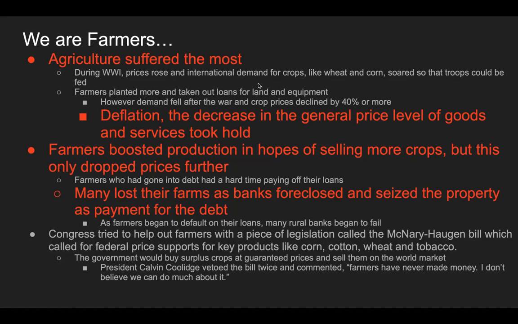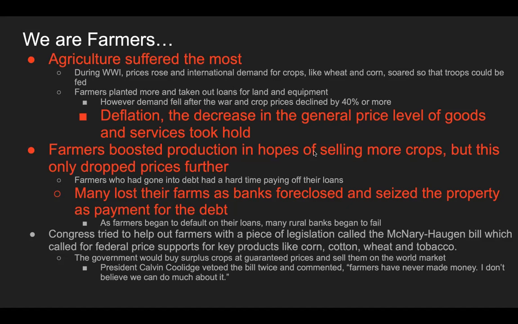Farmers who had gone into debt had a hard time paying off their loans. Again, when there's too much of something, the prices go down. So you have to sell it at that price, thus not making much profit. And when you can't make that much profit, you can't pay back your loans. So many farmers will lose their farms as banks foreclosed on them and seized their property as payment for the debt.